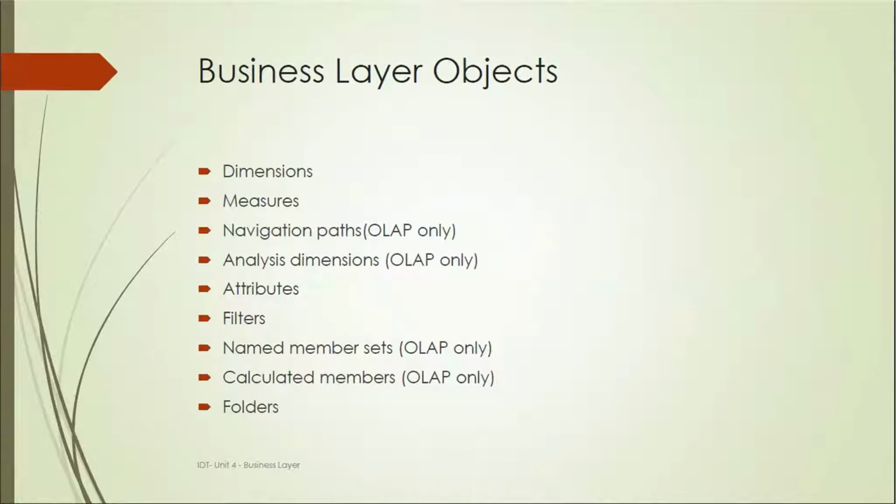So these are the objects which are business layer objects: dimensions, measures, navigation paths, and analysis dimension. This is when we have an OLAP-based business layer. Then attributes and filters will be for both. Named member sets and calculated members will again be OLAP only, and folders. There may be subfolders as well, as many as you want. So these are the main components of the business layer.